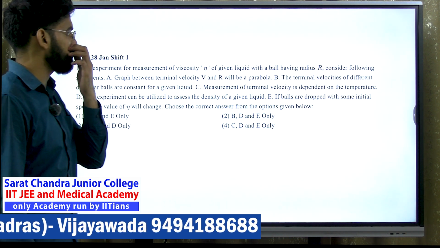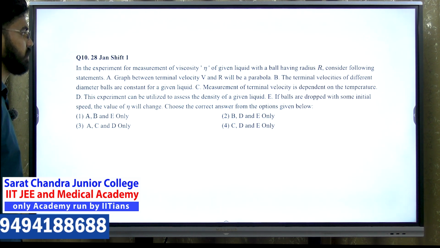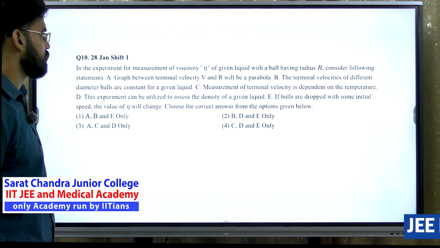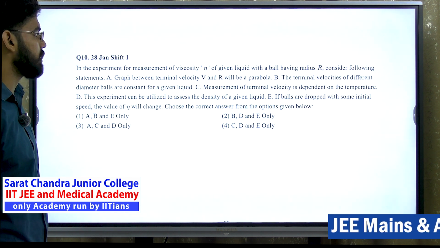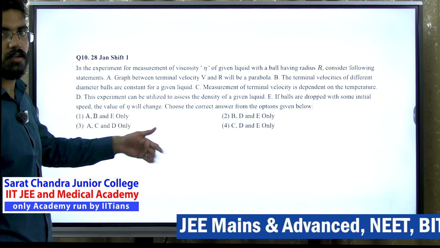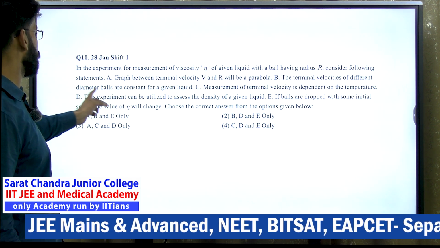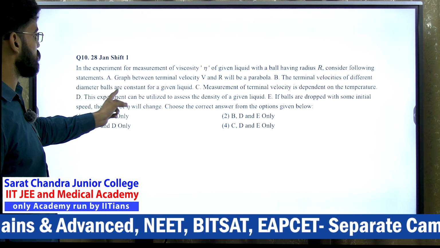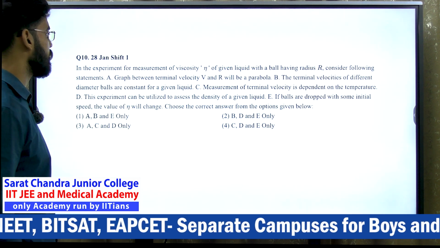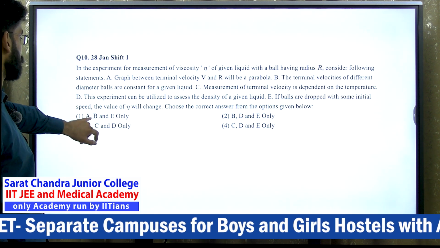Then come to B. The terminal velocity of different diameter balls is constant for a given liquid. No, this will not be correct. Why? Because terminal velocity is dependent upon the radius, right? So the diameter of the balls is changing. If you are changing the diameter, you are changing the radius, right? If you are changing the radius, that means terminal velocity will change. So B is wrong, right?